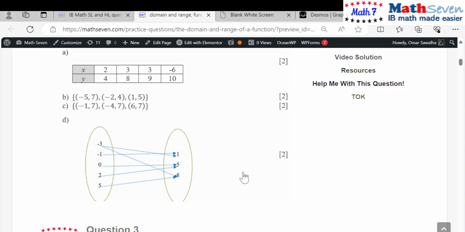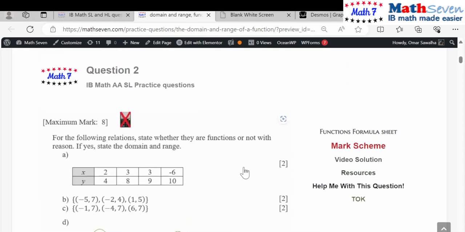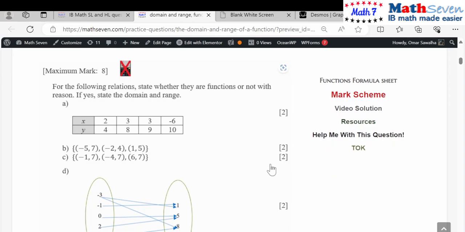Okay, طلاب, for question number 2. So it's marks. Now, for the following relations, state whether they are functions or not with reason. If yes, state the domain and range. Okay, now for the first one, this one.